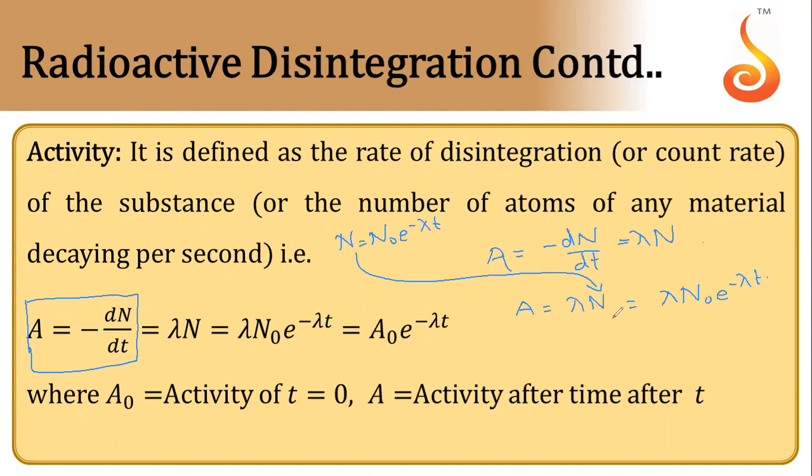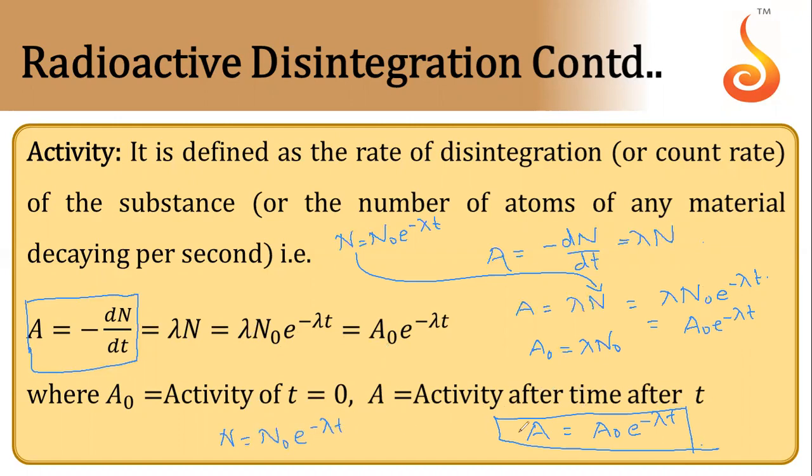Now, as activity equals lambda into N, where N is the number of undecayed atoms present at an instant, initially when the number of atoms was N naught, the activity initially would be A naught, which equals lambda N naught. So in place of lambda N naught, if we substitute A naught, we get the formula of activity as A naught into e raised to power minus lambda t. This formula is almost similar to the formula of the number of atoms: the number of atoms at a time t is N naught e raised to power minus lambda t. Almost the same is the formula of activity.